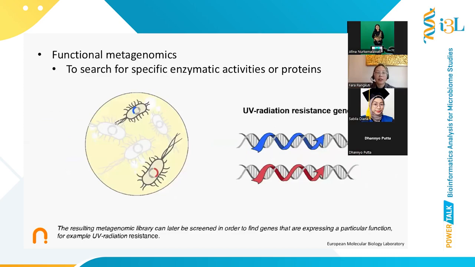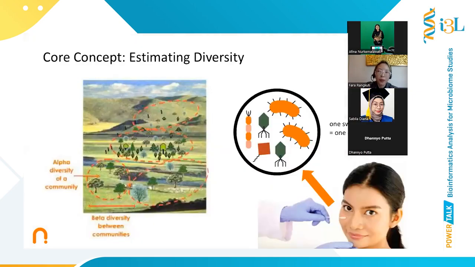You can knock out certain genes to see what kind of genes are absolutely necessary for a certain function, right? For example, here, UV radiation resistance, where you need to find out what the genes are. So this is an example of the application.